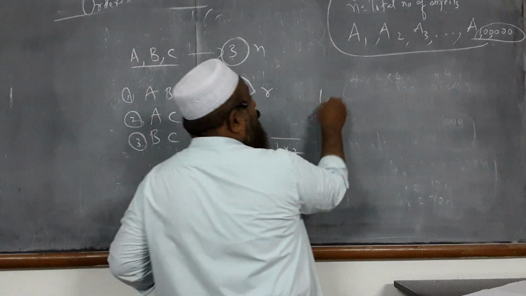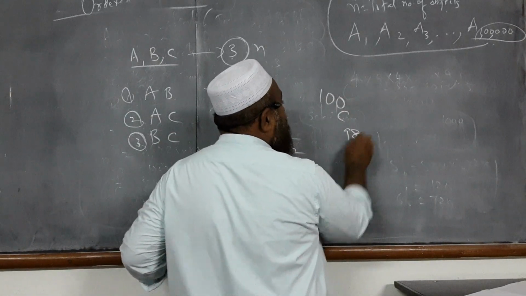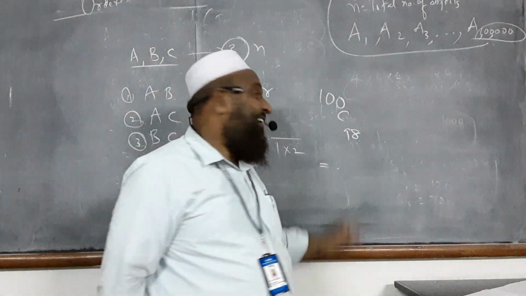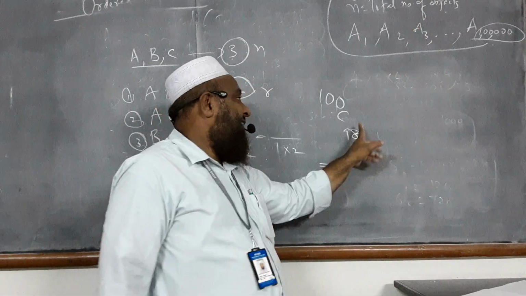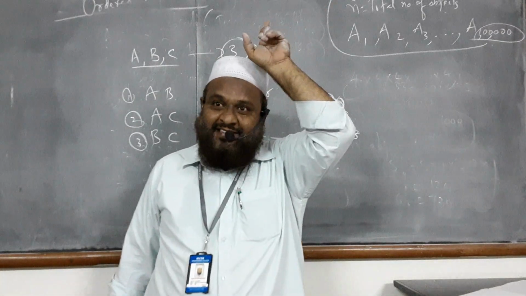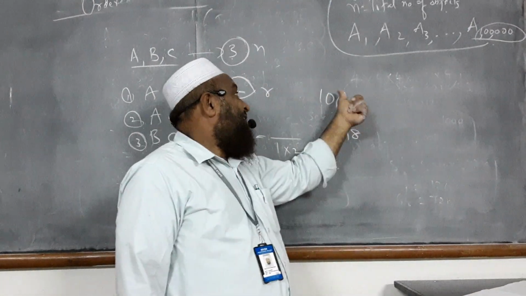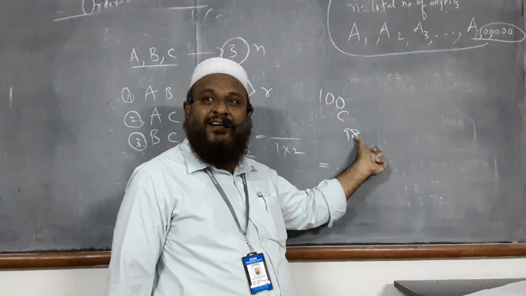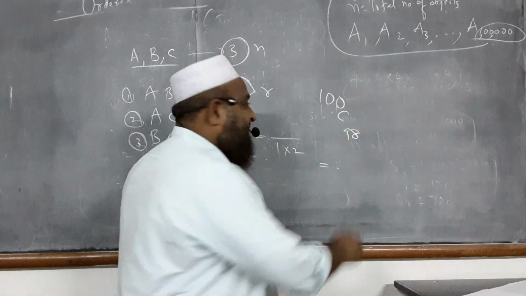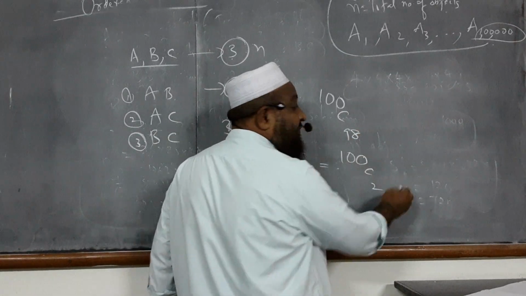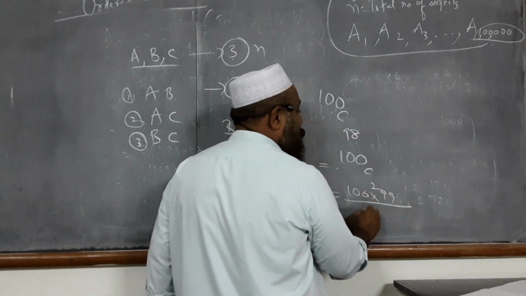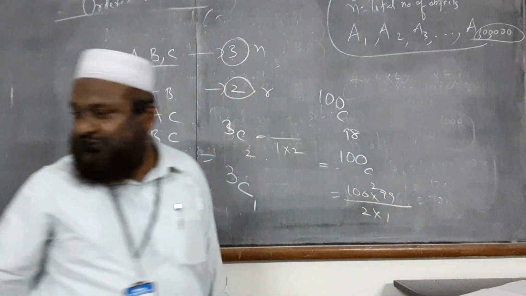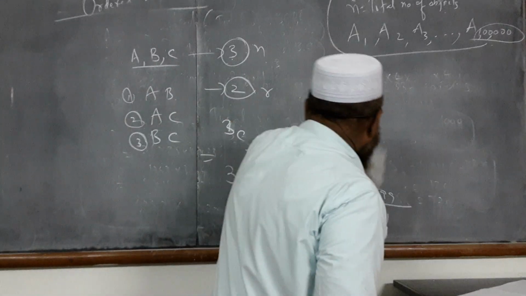Suppose I say what is 100C98. One ordinary way is to write from 100, okay, go on decreasing, and in 98 you write up to 98. But there is a beautiful way. 100C98. Difference is 2. So just go for 100C2. Then that will be equal to 100 into 99 divided by 2 into 1 over. So this is in between, I got it.